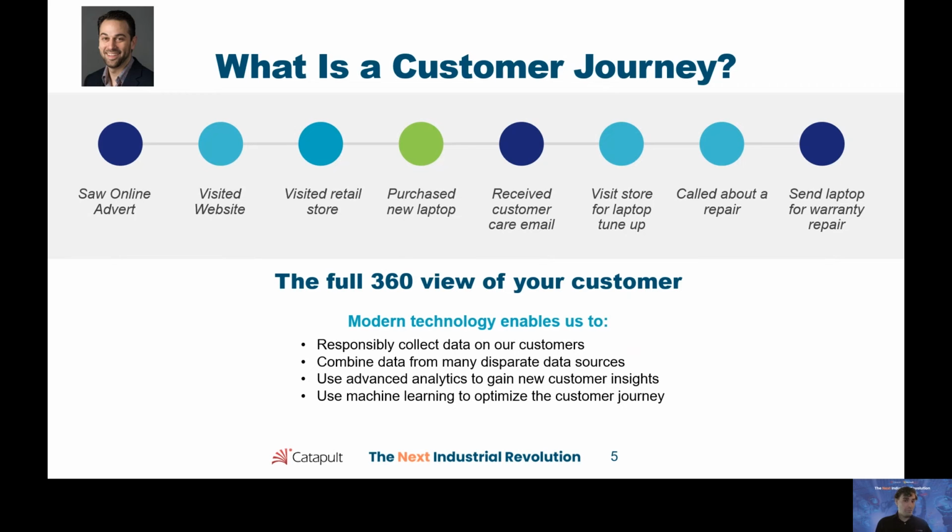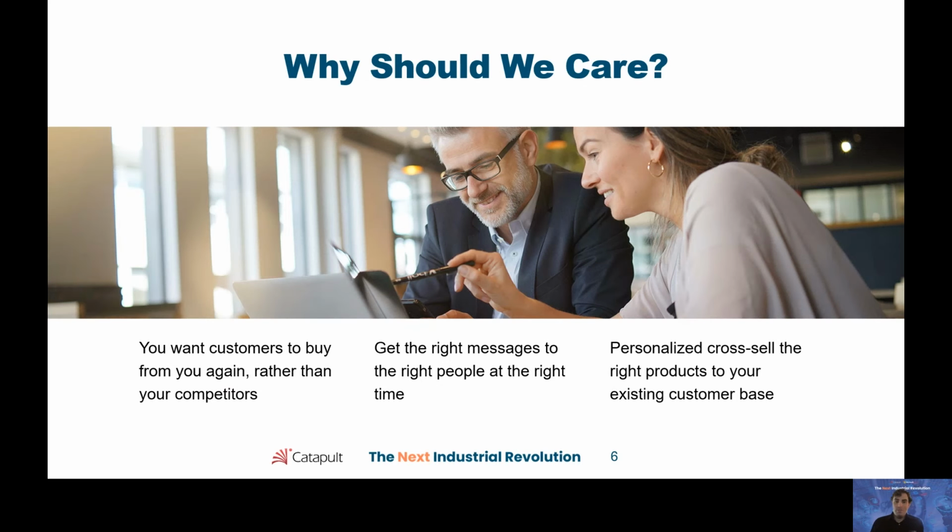Part of this, of course, is doing this responsibly, and not being creepy. So how do we do this responsibly? How do we combine data from these different sources: our call center, our point of sale system, our CRM, our store records, maybe our AdSense tracking. And then once we have that data, we can use advanced analytics to gain new customer insights and be more proactive, and use machine learning to optimize the journey rather than being passive about customers coming to us.